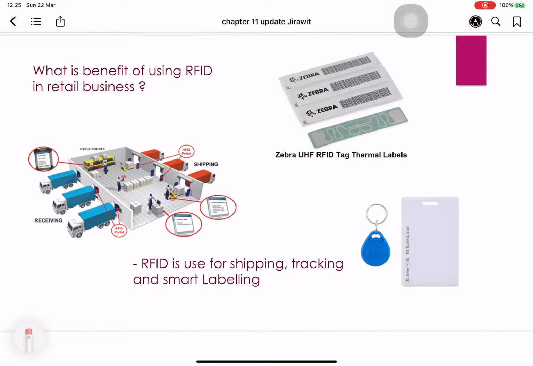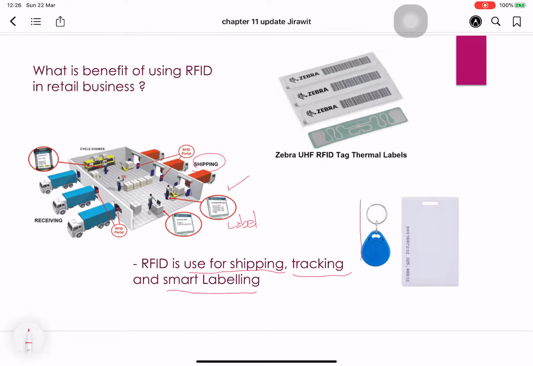And this is the benefit of RFID. It is used for shipping, tracking, and smart labeling. This is an example when you want to do logistics management for shipping. You can use RFID to scan and track, and you can use it for the label of your product, for example.